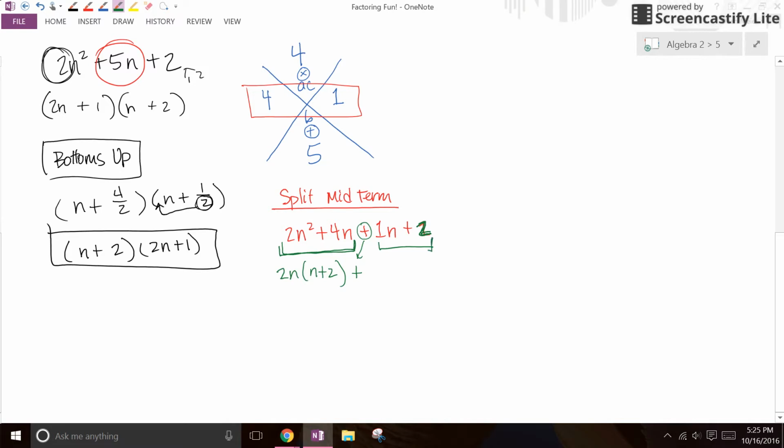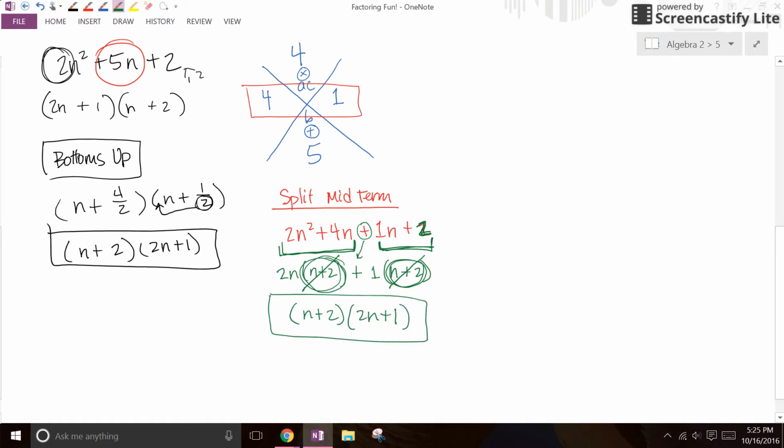And then you look at these two, the other group. What do they have in common that you could factor out? Like, darn it, nothing. All right, then we got to pull something out. Let's call it a 1. And what would be left? What would we be left with? N plus 2. And then what you notice in her method is you go, oh my gosh, here's an n plus 2. Here's an n plus 2. That's one factor. Let's factor it out. When we factor it out, it's gone. What are we left with? 2n plus 1. And guess what? You just got the two factors using a different method called split the middle term.